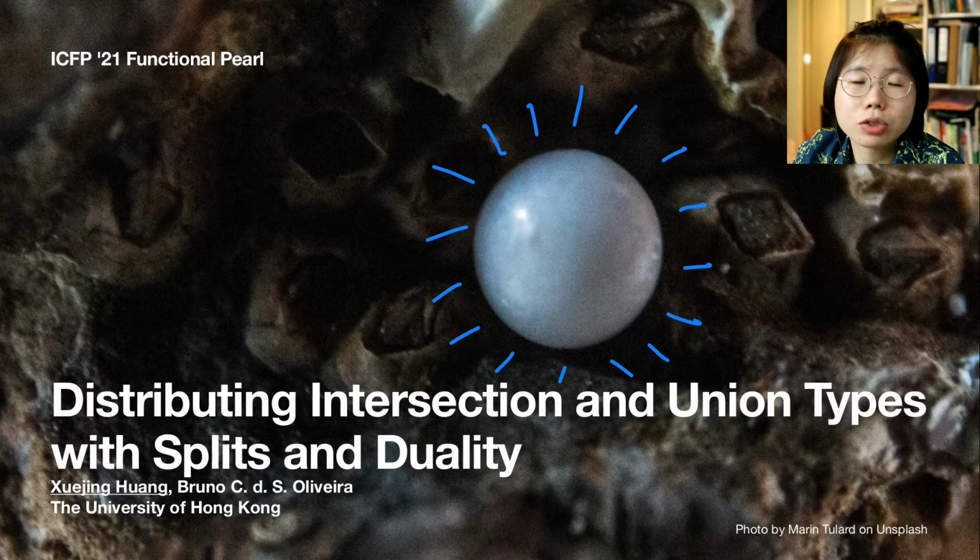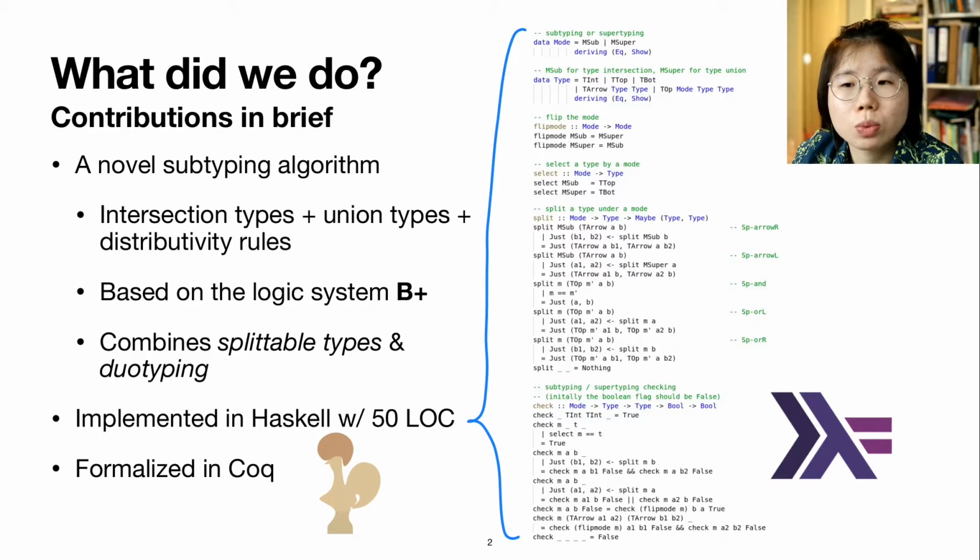Today, I'll present a joint work with my supervisor, Bruno, "Distributing Intersections and Unions with Splits and Duality" (functional pearl). In this work, we design a novel algorithm for subtyping with intersection and union types and some non-trivial distributivity rules. The subtyping relation is based on a logic system called B+.